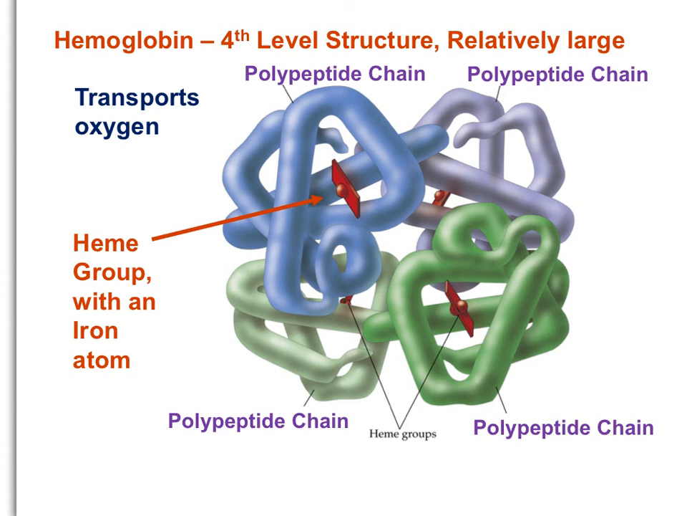As well, each polypeptide in hemoglobin has a prosthetic group known as a heme group. The heme group has an iron atom at its center. Hemoglobin transports oxygen in the bloodstream.